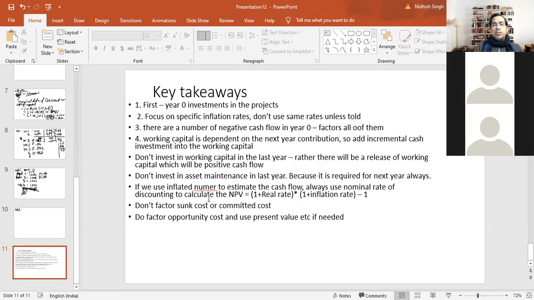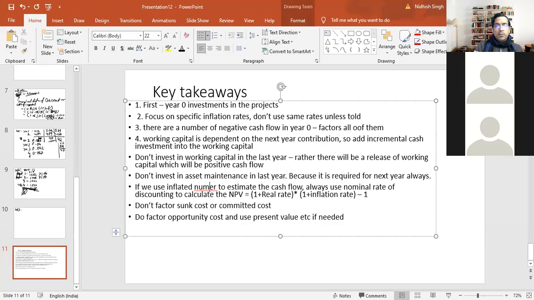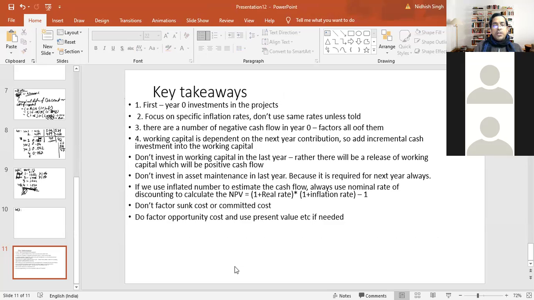Okay. So if you have no questions and you have noted down all these key takeaways, we can finish the class now at this stage. In the next sessions, we are going to talk about some other nuances within NPV, how to calculate IRR, modified rate of returns, etc., etc.